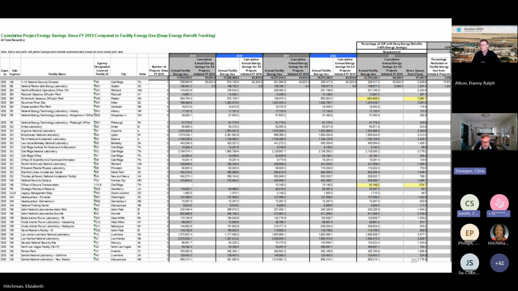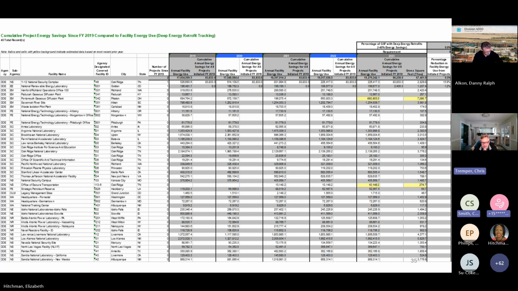But this morning I went into CTS, and based on some ESPC data that we have here at FEMP, I went ahead and populated two projects. One, the Y12 ESPC that was implemented in 2019, that would count toward this. And then the ESPC that was awarded last year at NREL. I went ahead and entered them in the system so you can get an idea of how this report will present the data.